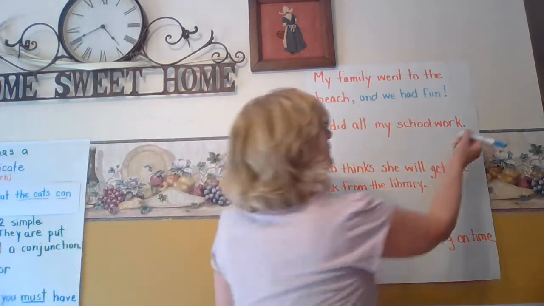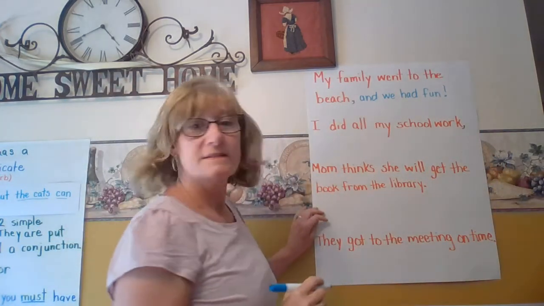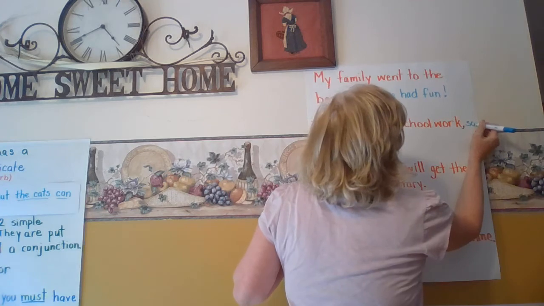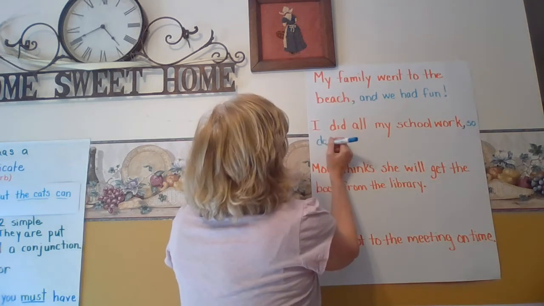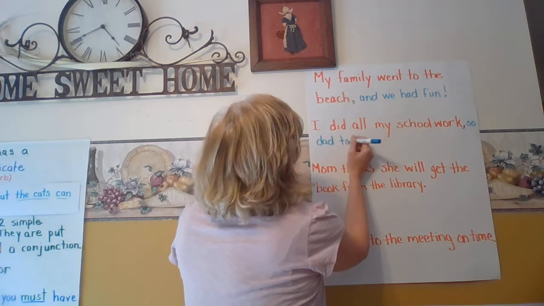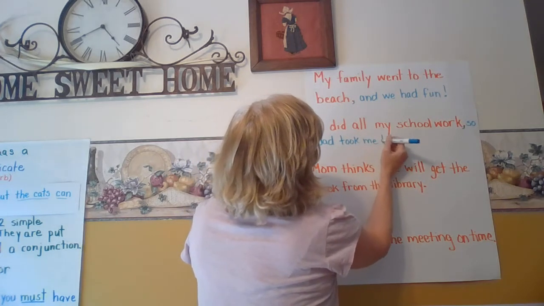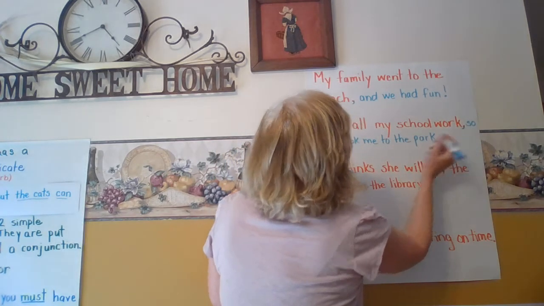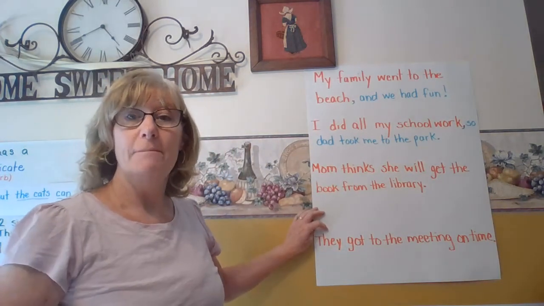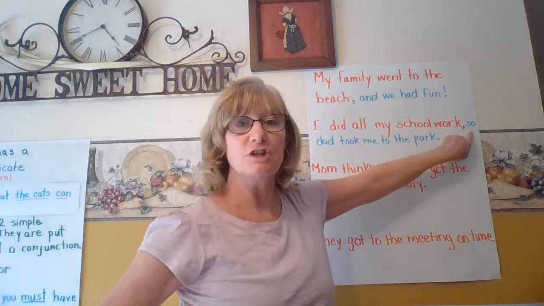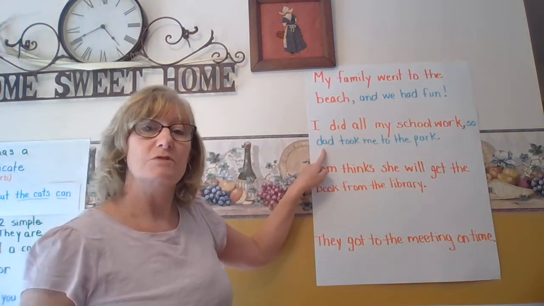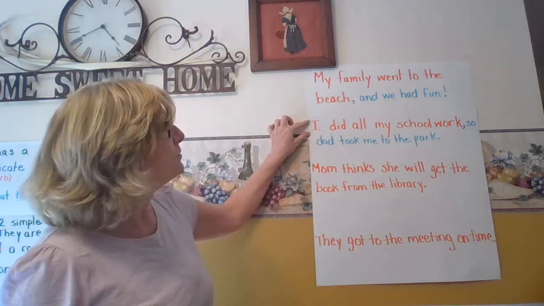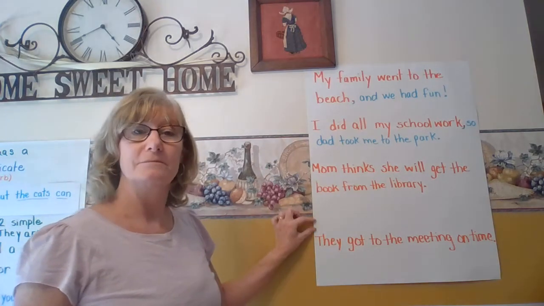I'm going to change my period to a comma. This time I'm going to use the word so. I did all my schoolwork, so Dad took me to the park. Again, we have a compound sentence because after my conjunction, Dad is our new subject, took me to the park is our new predicate. I did all my schoolwork, so Dad took me to the park.